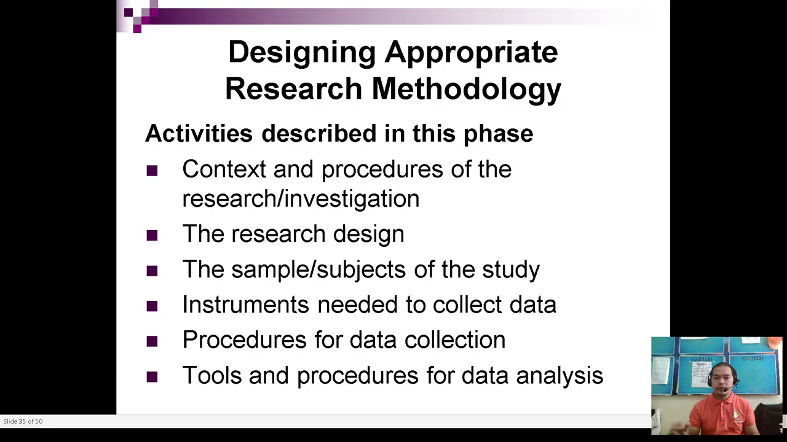Okay, let's go back for a few review of the previous topics. Designing appropriate research methodology. What is included in this process are the following: context and procedures of the research investigation. When we say context, it is the situation, or the current status of your research. Procedures of the research or investigation are the methods, and it includes collection of data. How do you collect the data? How do you treat the data? And how did you come up with the data? And next, we have the research design.